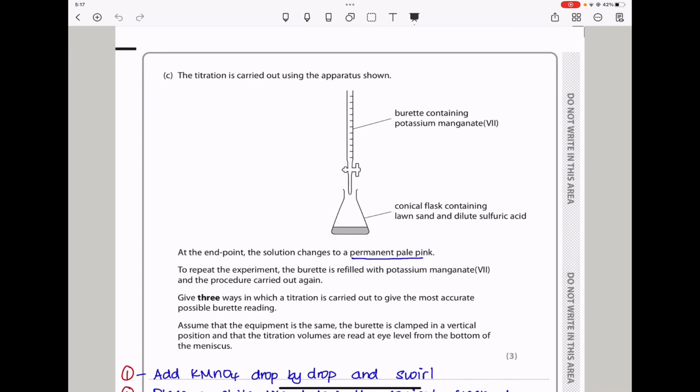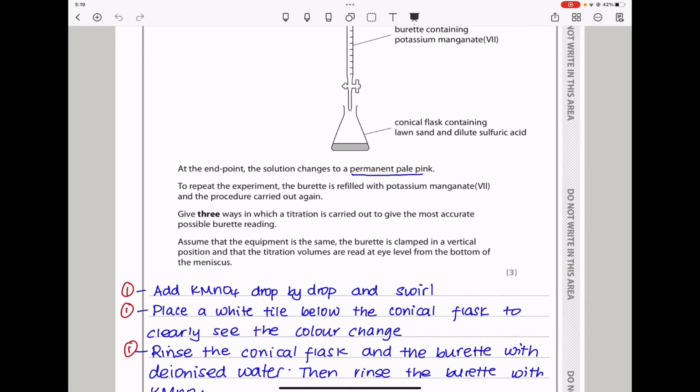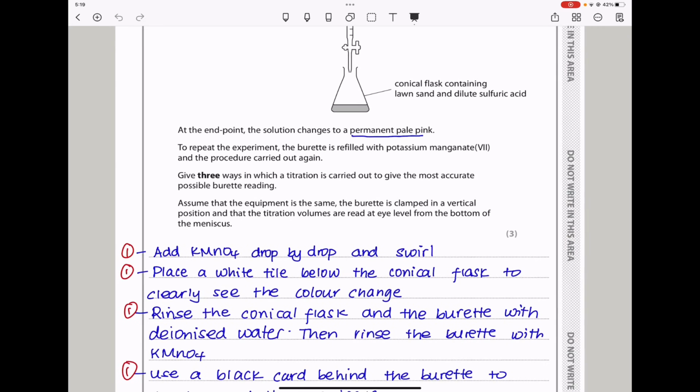In part C, the titration is carried out using the apparatus shown here. That is a burette, that is a conical flask. They say at the end point the solution changes to a permanent pale pink. To repeat the experiment, the burette is refilled with potassium manganate(VII) and the procedure carried out again. Give 3 ways in which a titration is carried out to give the most accurate possible burette reading.